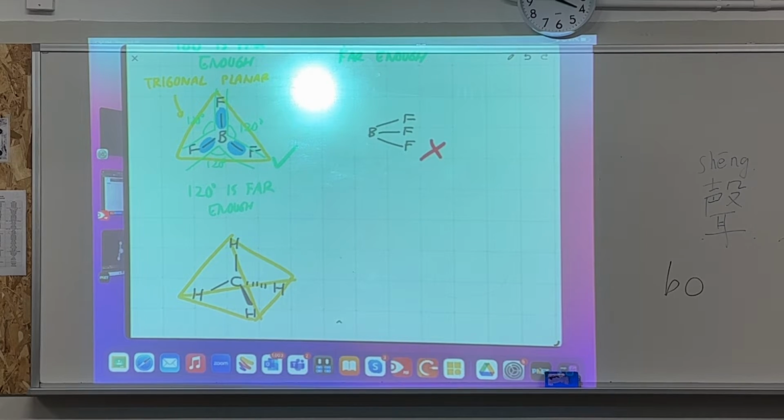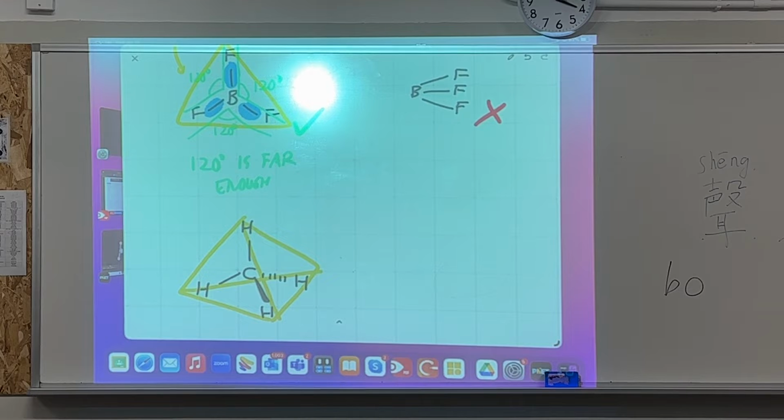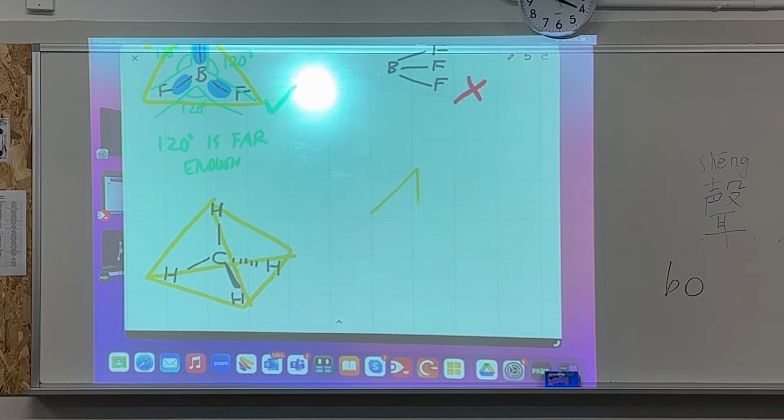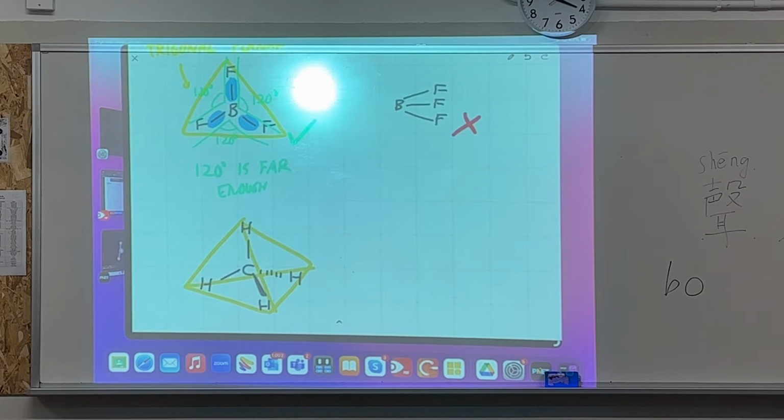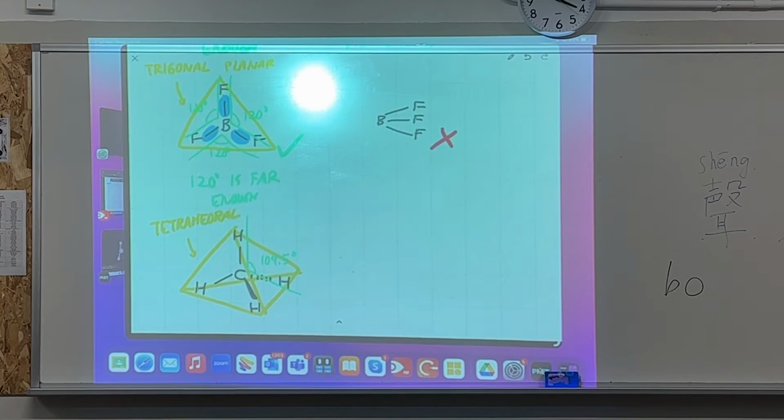Well, close enough. It's actually a tetrahedron. Do you know what hedra means? Hedra means face. How many faces does this shape have? 4, right? You have one face here, another face here, another face at the back, and then the last face at the bottom. 4 faces. So we call this shape tetrahedral. And the angle between the atoms is a very strange angle, 109.5 degrees. Okay, so this is far enough.